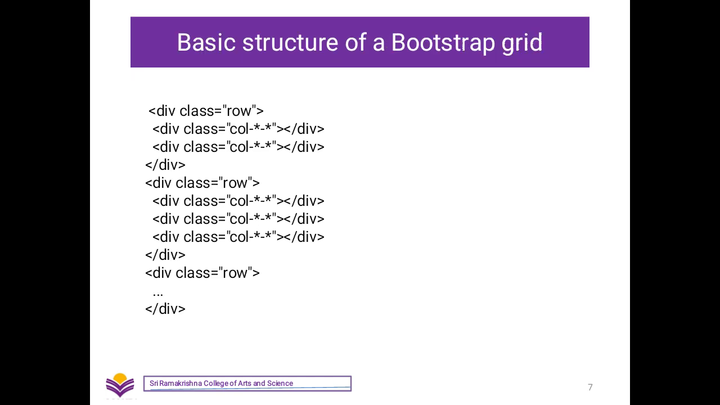The format of the grid is given here. Each row has 12 columns. The first star indicates the size of the screen. The second star indicates the number of columns that are grouped in a row. You can define any number of rows.